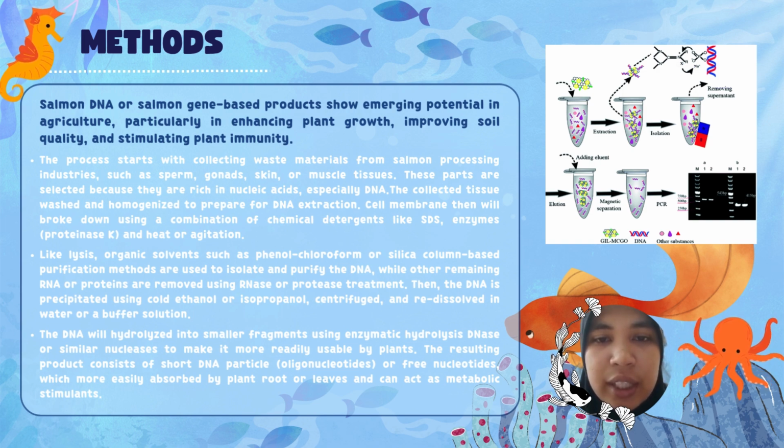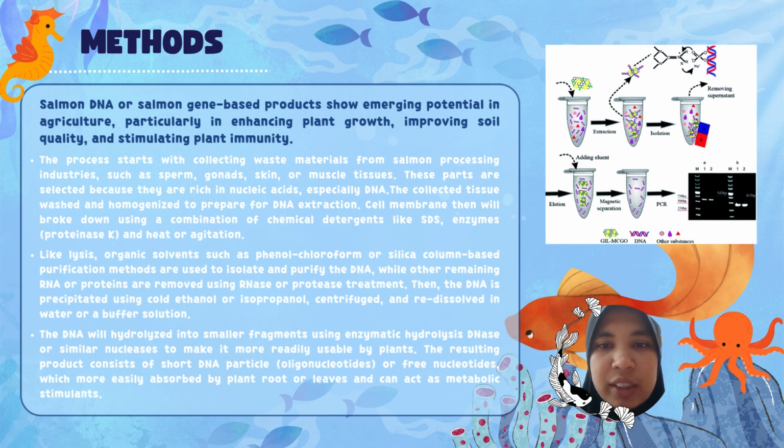The collected tissue is washed and homogenized to prepare for DNA extraction. The cell membrane will then be broken down using a combination of chemical detergents like SDS, enzymes, and heat or agitation. After lysis, organic solvents such as phenol-chloroform or silica column-based purification methods are used to isolate and purify the DNA, while remaining RNA or proteins are removed using RNase or protease treatment. Then, the DNA is precipitated using cold ethanol or isopropanol, centrifuged and redissolved in water or a buffer solution.